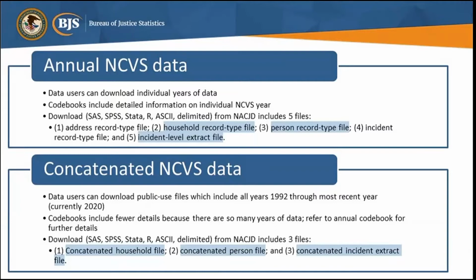Concatenated or cumulative files include years of data from 1992 to the most recent year. Using these files allows for the examination of crime over time, or looking at trends in crime. Concatenated codebooks include less detail because there are so many years of data included in these files. Data users should refer to the specific annual codebooks for more information about a particular year of NCVS data. There are 3 data files included when you download a concatenated NCVS study: household, person, and incident level extract file.